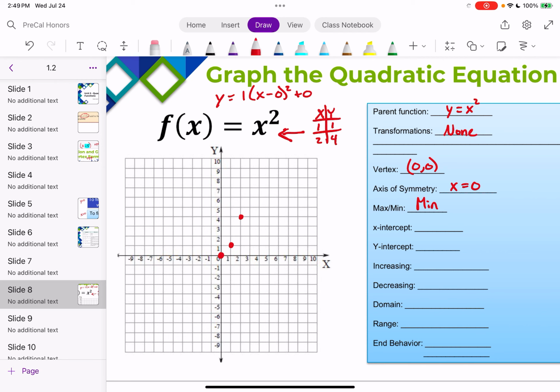Keep in mind, our axis of symmetry is that middle line, and it creates a reflection onto the other side. So our other points for the left side would just be a reflection of those points. We go ahead, connect our dots, and draw our arrows at the top.